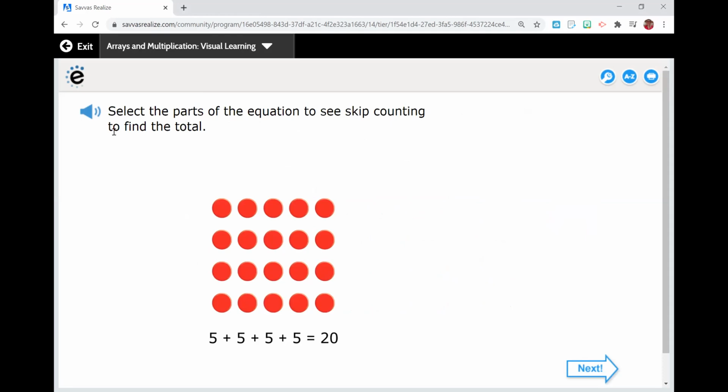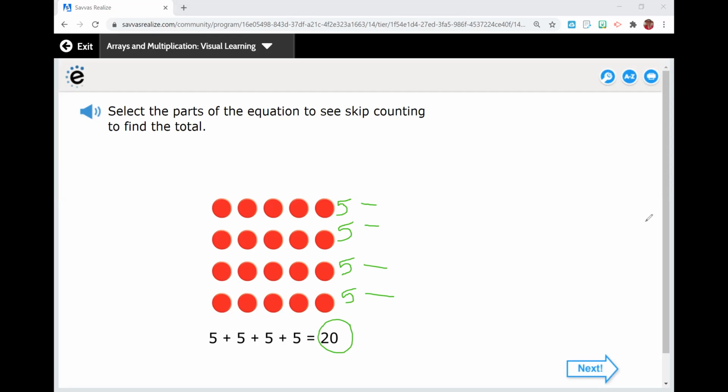All right. Select the parts of the equation to see skip counting to find the total. When we're skip counting, we can count by however many are in the rows. So there are 5 here, 5 here, 5 here, and 5 here. So that means I can count by 5. Let's count by 5. 5, 10, 15, 20. Takes me to 20 a lot faster.